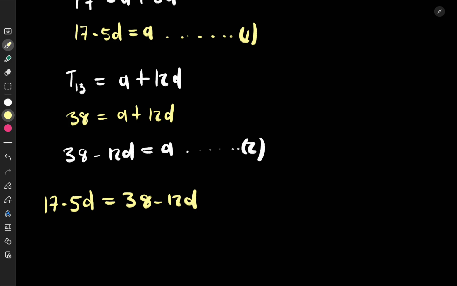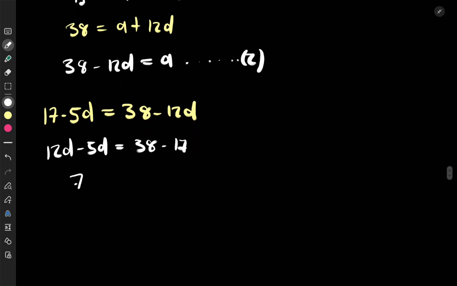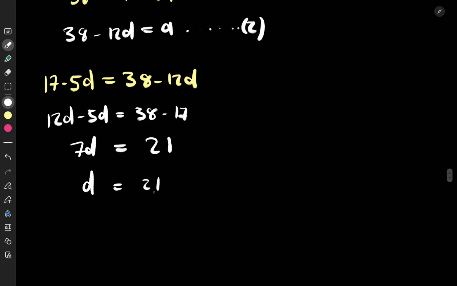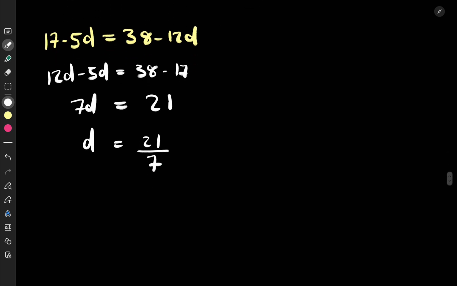Now I'm going to look for D. How do I look for D? Who is bigger, 12D or 5D? It's 12D. So I'm going to take D to the side where 12D is positive because I want to make D the subject. So 12D is positive on the left, so I'm going to have 12D minus 5D, then it's going to be equal to 38 minus 17. 12D minus 5D is going to give us 7D, and 38 minus 17 gives us 21. So 7D will be equal to 21, which means D is 21 over 7. If you take 7 to the other side, it will divide, since it's multiplying on the left. And you would have D as 3.